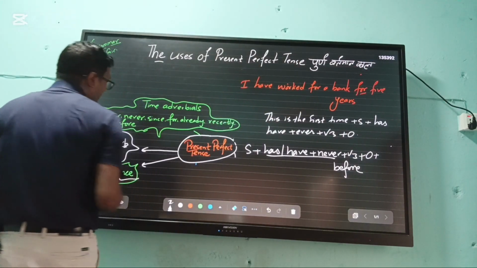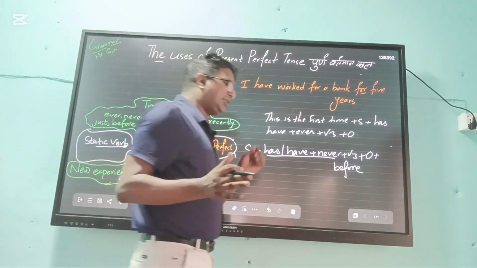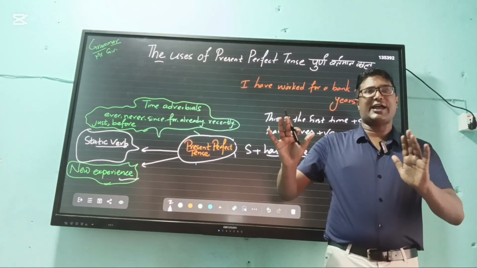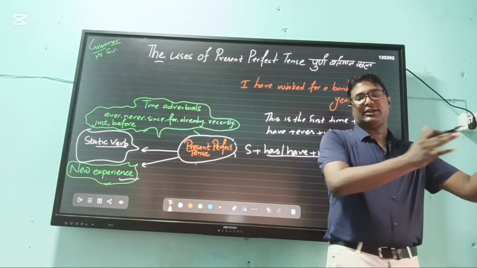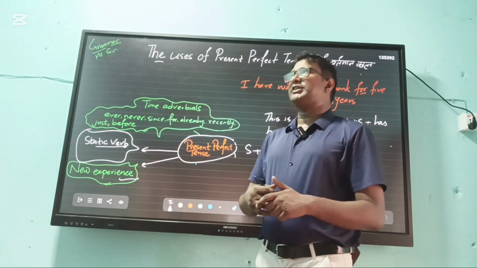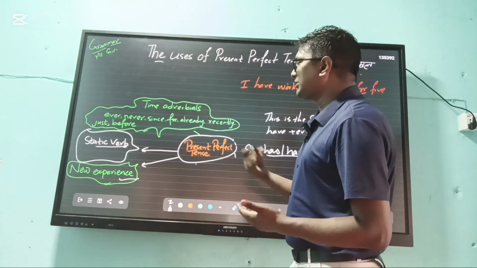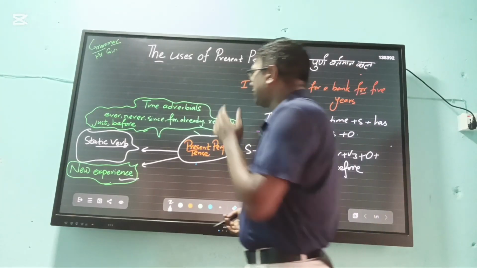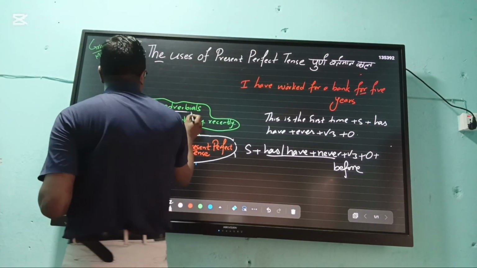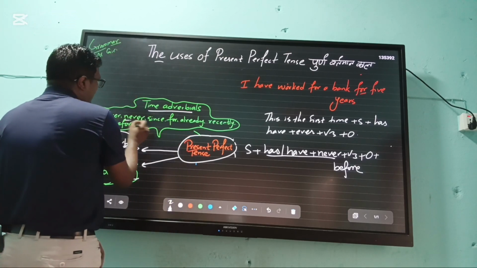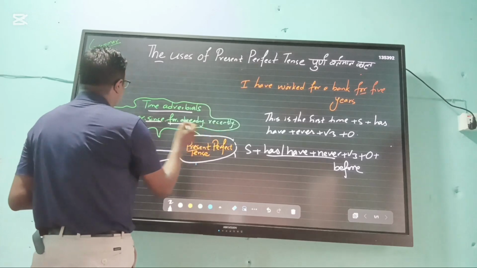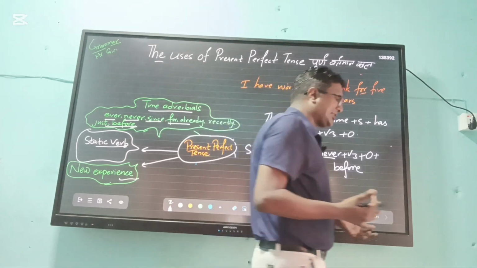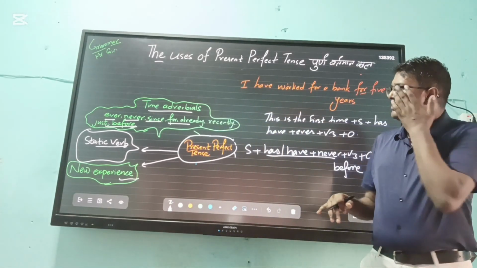Stative verb. Example, I have known you for the last 5 years. That is knowing, it is not used in continuous form. I have known you for 5 years. Like this, state verb. I have grown an apple tree. That is the static verb. Time adverbials. Ever, never, since, for, already, recently, just, before, for these we use present perfect tense. This is part 1 of the present perfect tense.